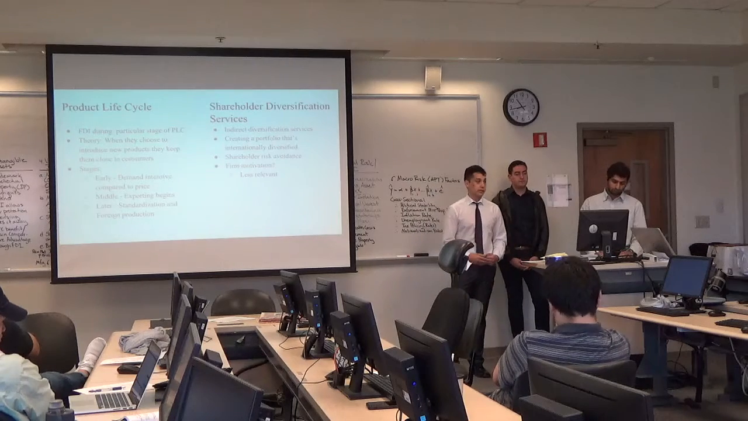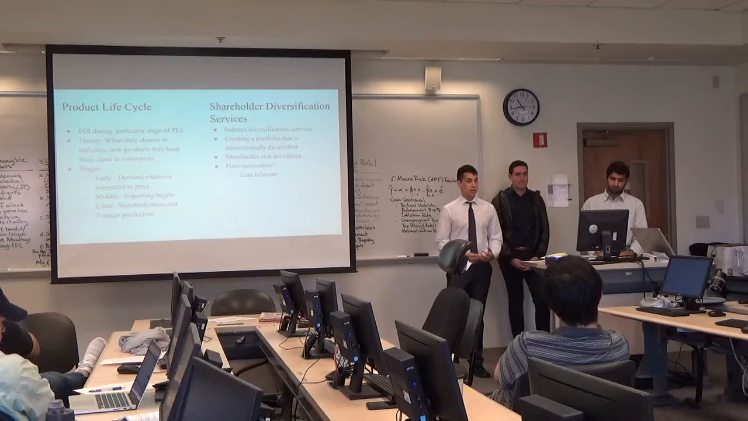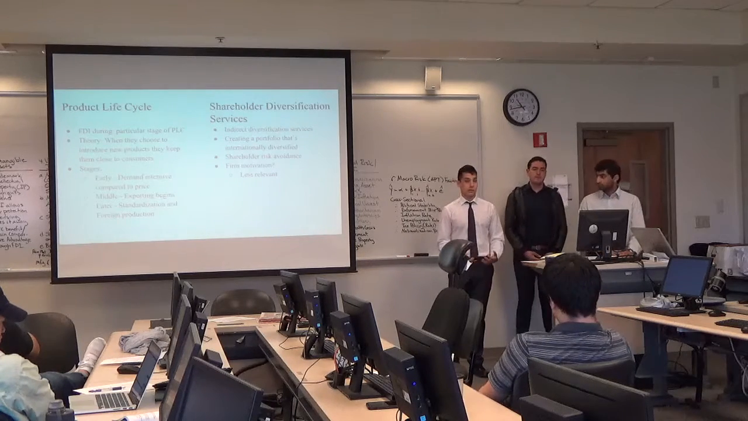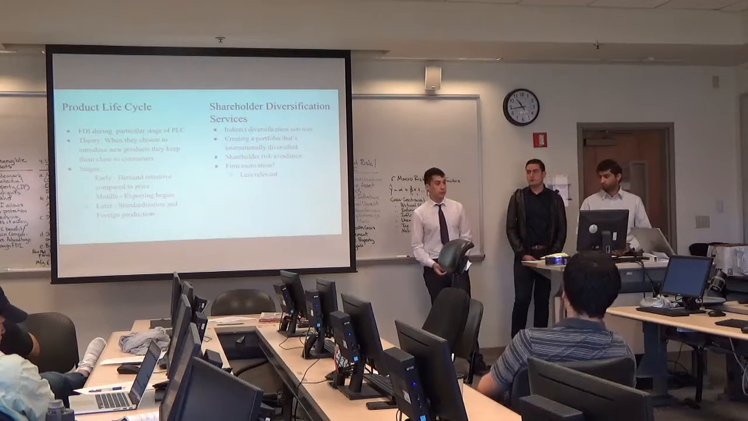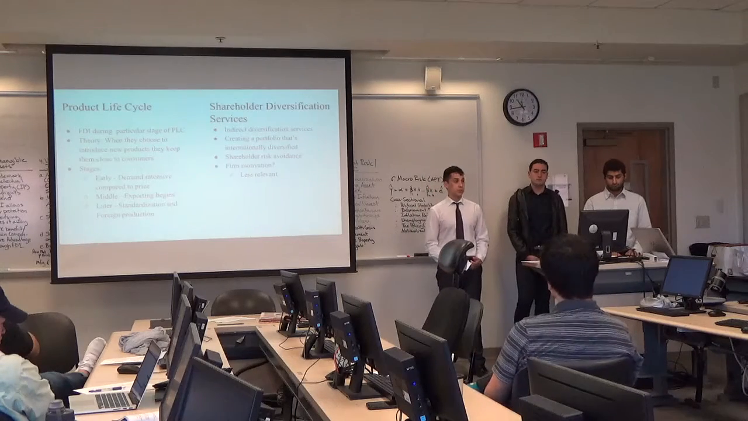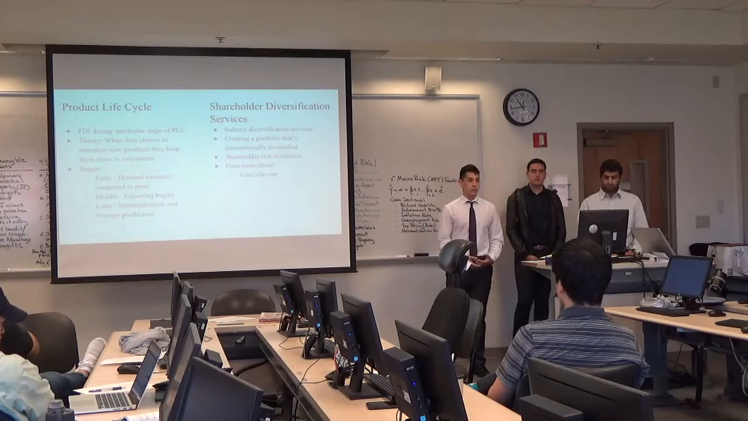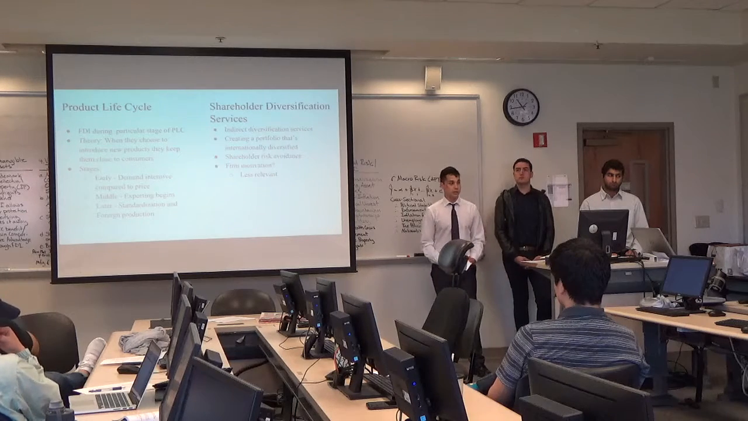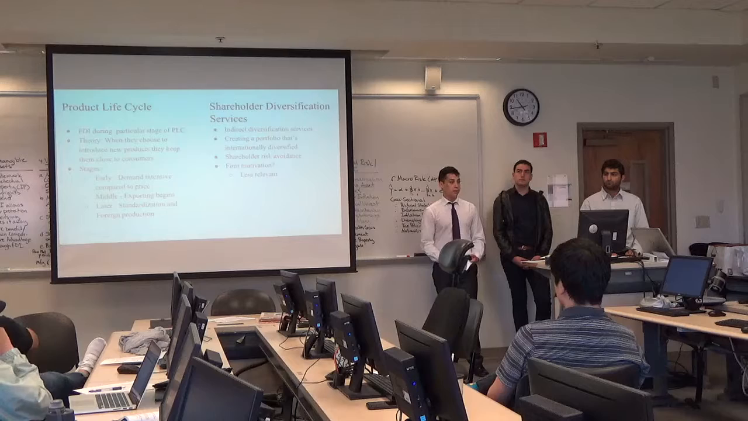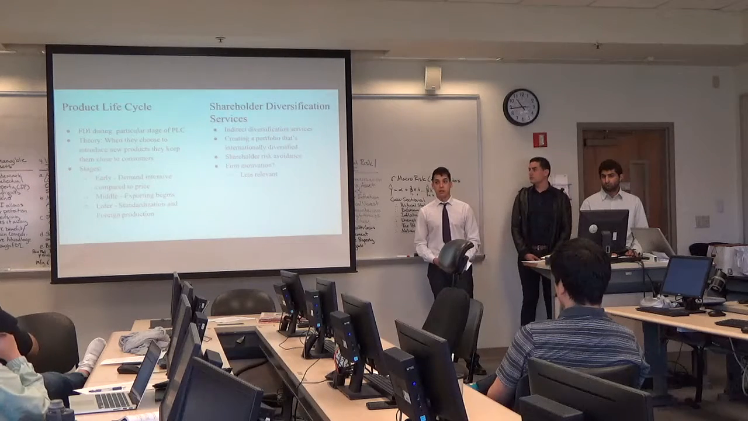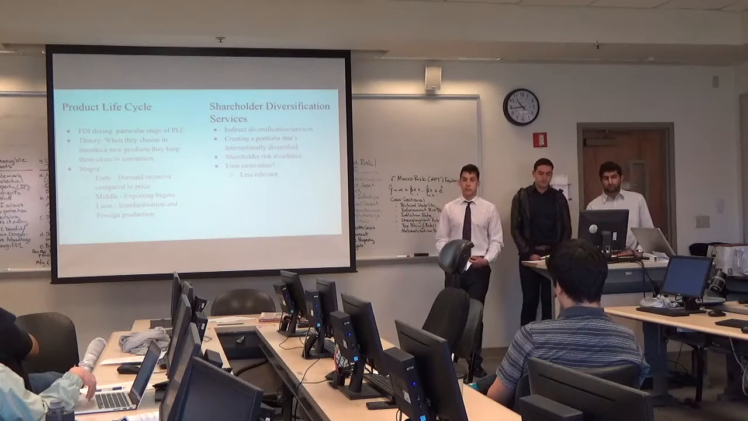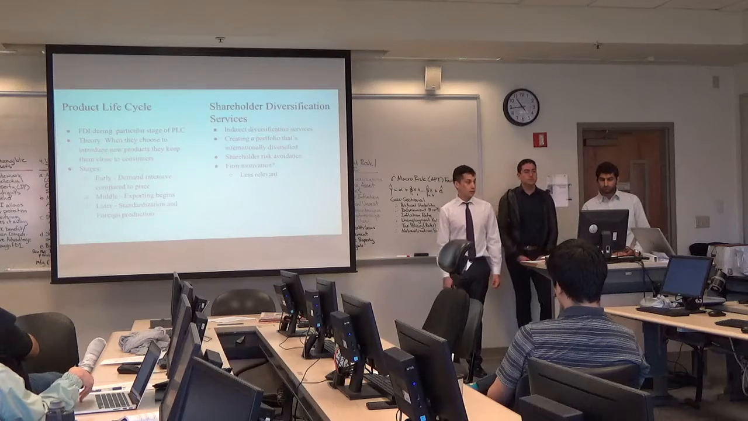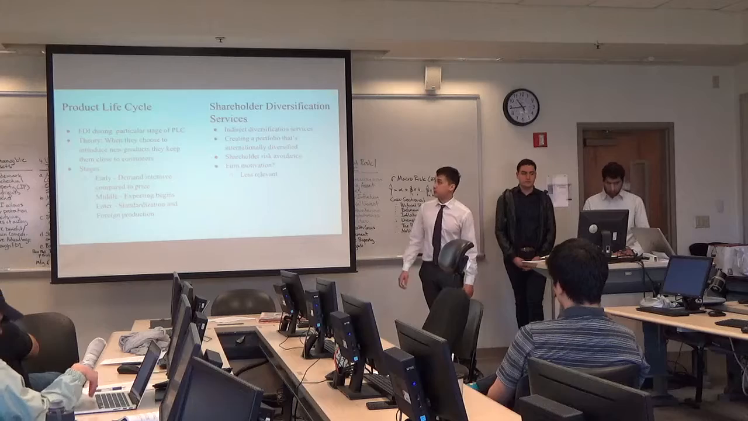And then product life cycle basically talks about how FDI takes place in particular stages of the PLC curve. We have all studied the PLC curve, so we know how it works pretty much. But essentially, when they choose to introduce new products, they keep them closer to consumers, is what theorists suggest. And there are three main stages. In the early stage, demand is intensive compared to price. In the middle, exporting begins, and then later firms begin standardizing their products, and there's further foreign production after the product has reached maturity. And on the next slide, we'll look at a close-up of the PLC curve.